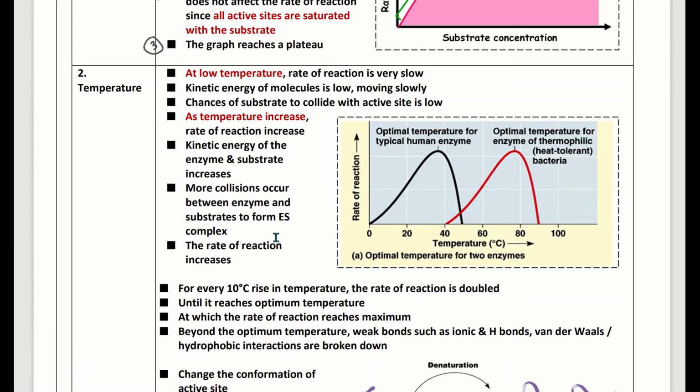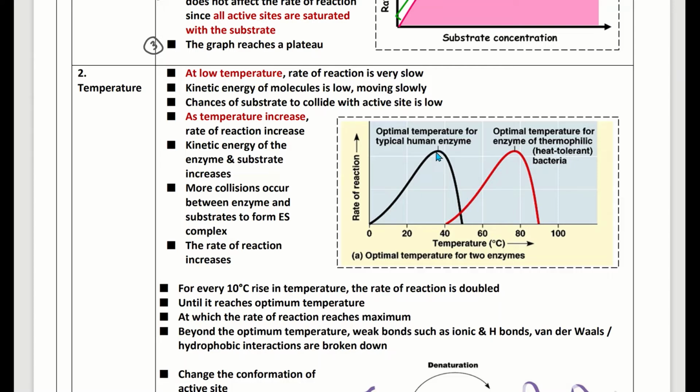Okay, tapi dekat sini, dia kata for every 10 degrees Celsius rise in temperature. So naik je 10 degrees Celsius, the rate of reaction double. So dari sini 10 double. Okay, tambah lagi 10 double lagi. Okay, sampai dia reach optimum temperature for the enzyme. So optimum temperature for human enzyme macam tu.